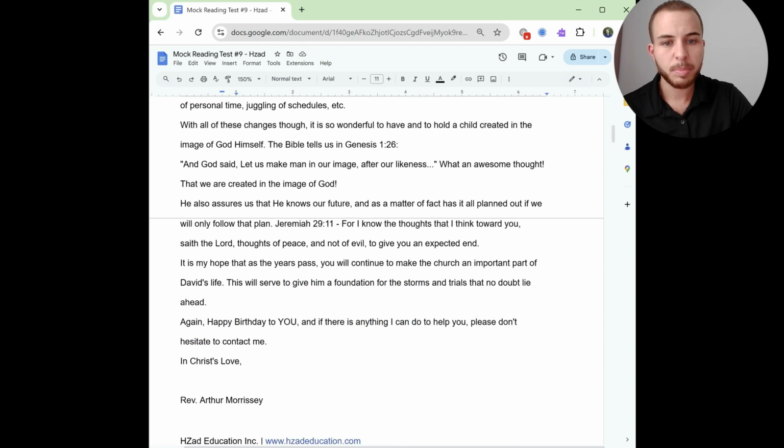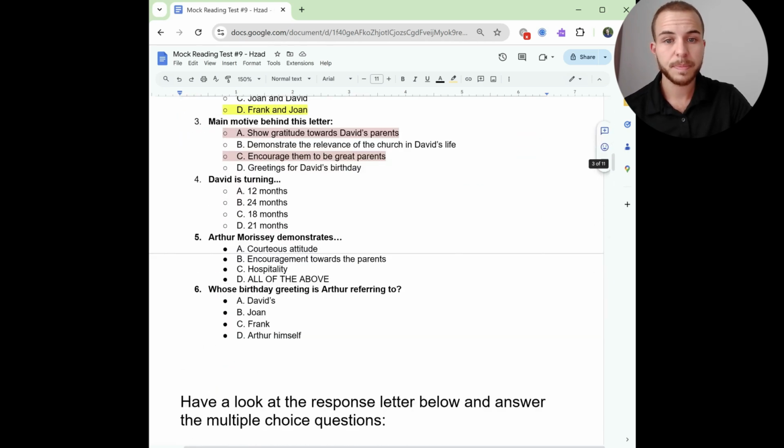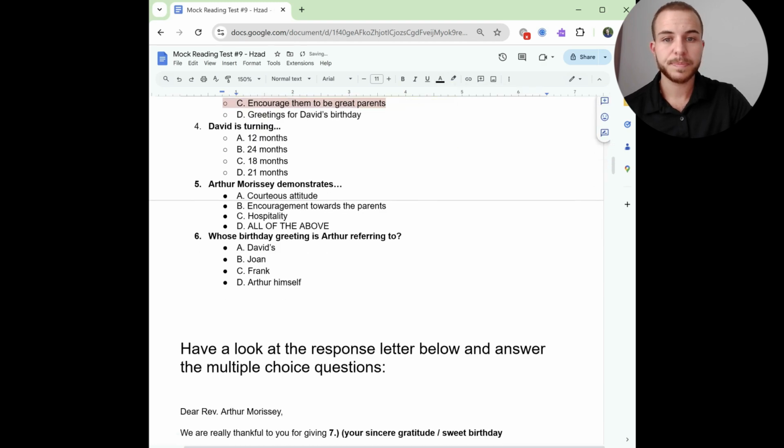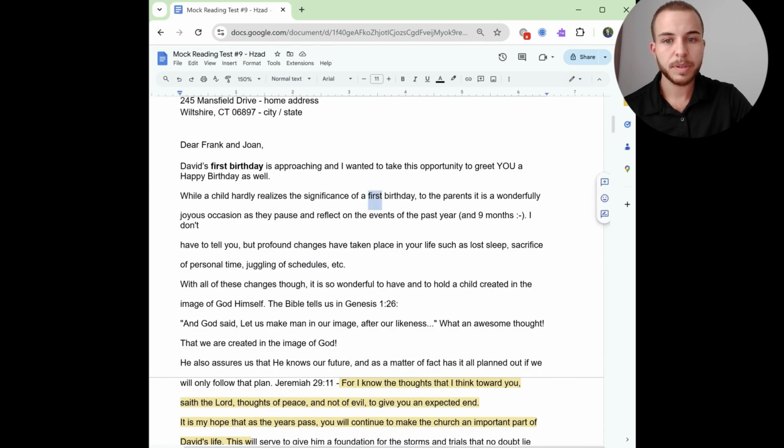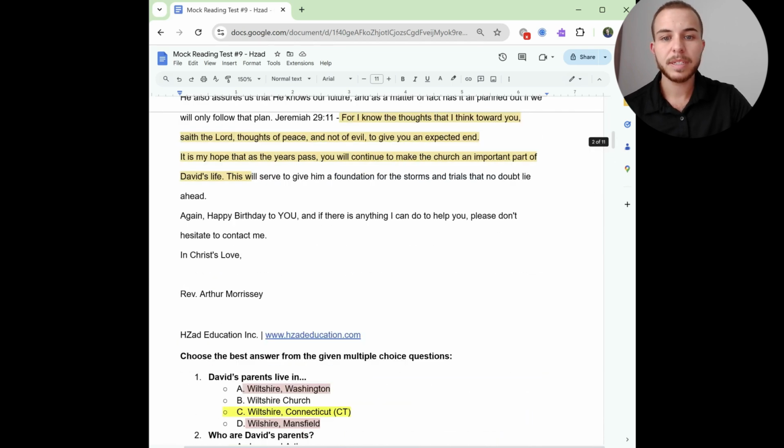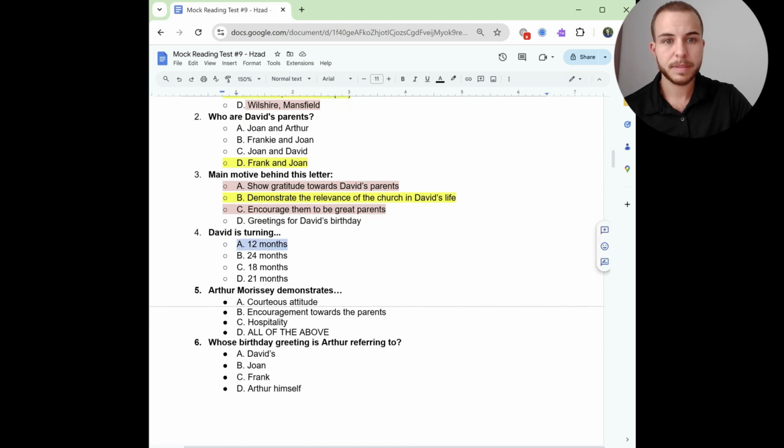We could see that here. It is my hope that you will continue to make it a part of his life, serve it as a foundation. So because this took up like 3 sentences, it seems like the best answer for that question. Demonstrate the relevance to the church. David is turning. How old? He did say the first birthday. First birthday is 12 months.